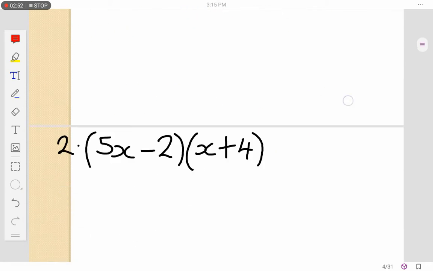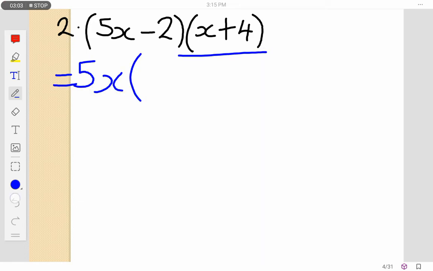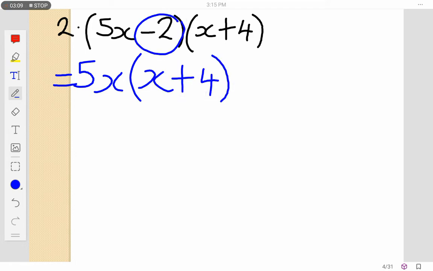Let's have a look at another question. Okay, here I have again the same scenario. So I'll take the first number, 5x, multiplying the second bracket. Okay, so I have x plus 4. Then I take minus 2 as it is with that sign, minus 2, multiplying again the second bracket. So times x plus 4.